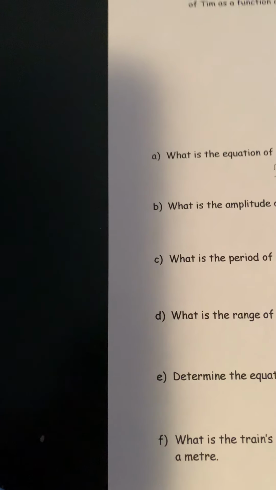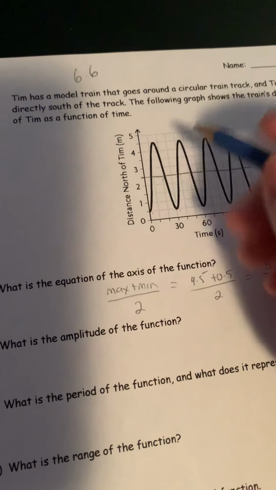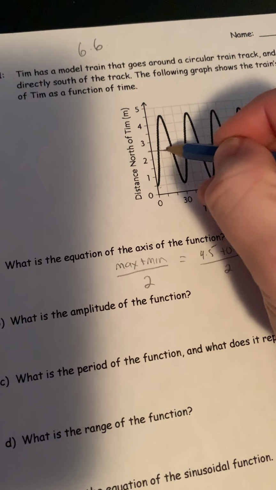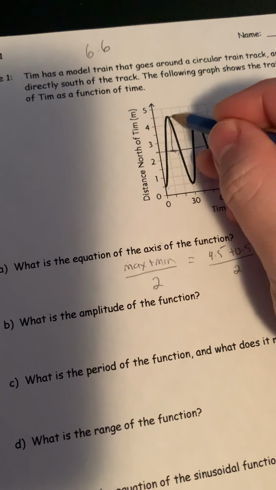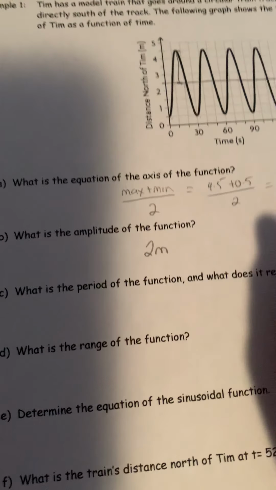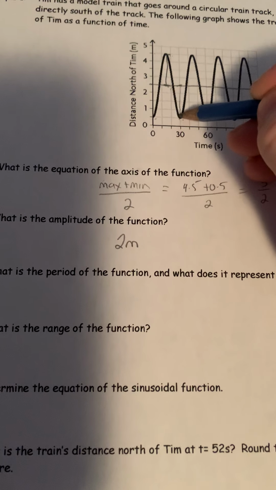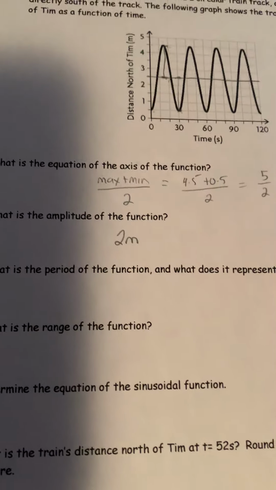Good. What is the amplitude of the function? The amplitude of the function is the distance from the equation of the axis up to the highest point. So if you measure from here to here, we go from 2.5 to 4.5, it is 2 meters. Likewise, you can go from the equation of the axis down to the lowest point. So from 2.5 to 0.5 is still 2 meters.